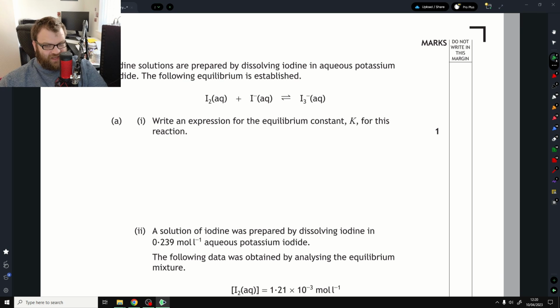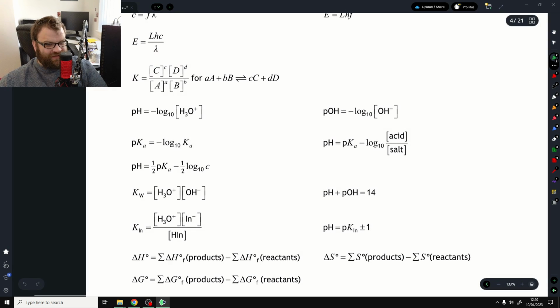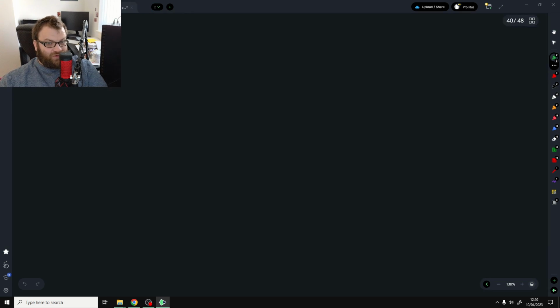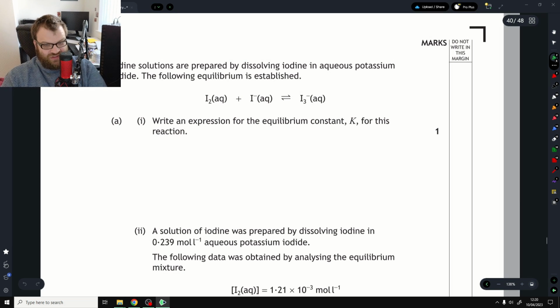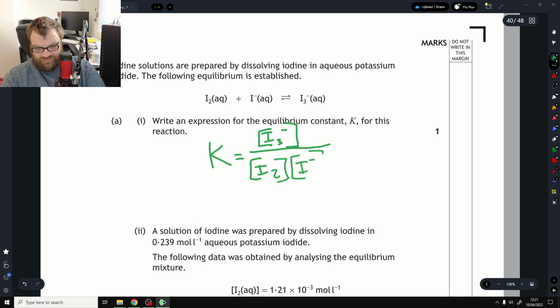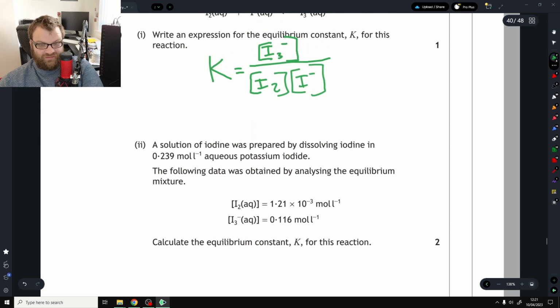Next up, we're asked for an equilibrium constant. For an equilibrium constant, we are wanting to put the concentrations of the products over the concentrations of the reactants. Look at what we've got. We have got all solutions. So we're going to put our capital K equals the concentration of I3 negative, divided by the concentration of I2 times I negative. Well, next up, we're asked to calculate the equilibrium constant.